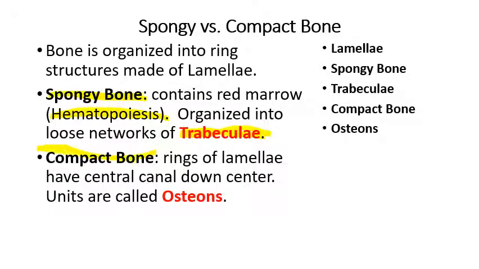Versus compact bone, which has more strength, which is made of rings of lamellae that are rings within rings within rings. And so rings within rings, those are referred to as concentric circles. Concentric circles are concentric rings where you have circles within circles. And running down the center of these layers within layers, you have a hollow space that's referred to as a Haversian canal. We'll talk to that later. And these rings within rings with the hole down the middle are referred to as osteons.